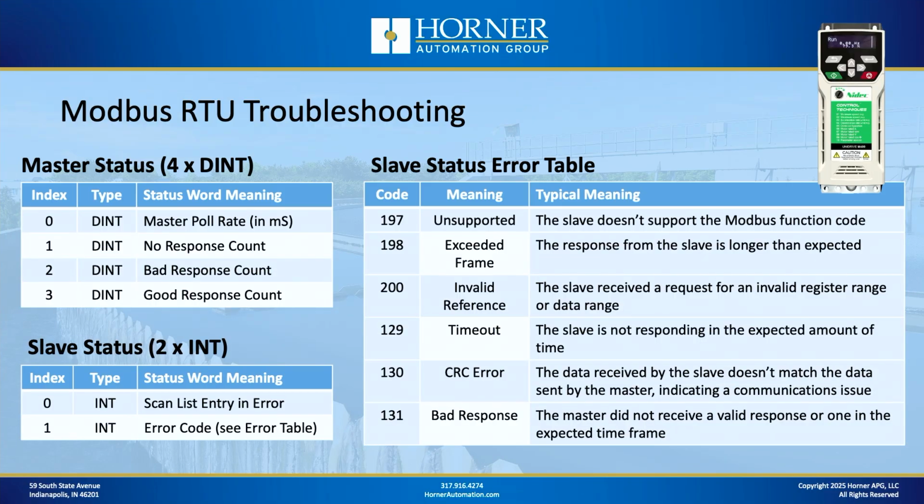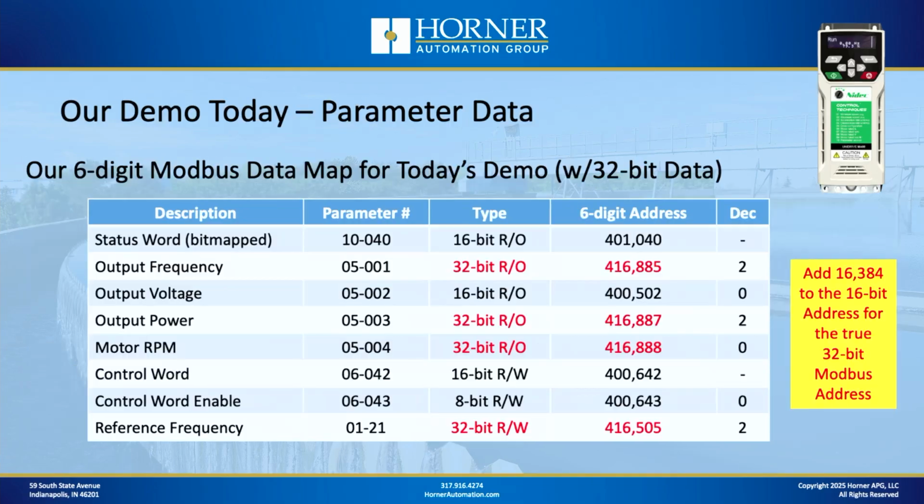Now, before we move on to our second demonstration where we go through 6-digit addressing and accessing all 32 bits of the parameters, I want to remind you, if you're using Horner controllers with Modbus, where the Horner is the master or the client, always take advantage of the status information that's available to you. It'll tell you if everything's working properly, and if it's not, it'll flag that as well and give you some error codes that you can use to debug what's going on. So that's just a reminder, use the status that's available to you.